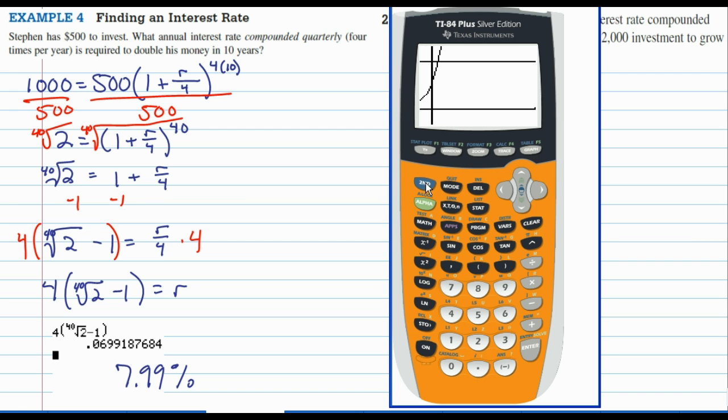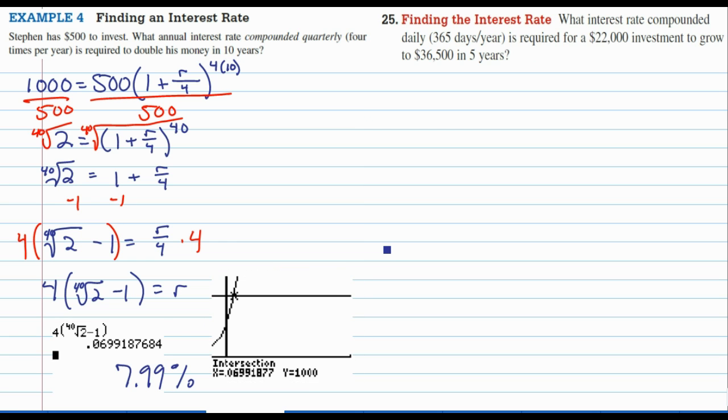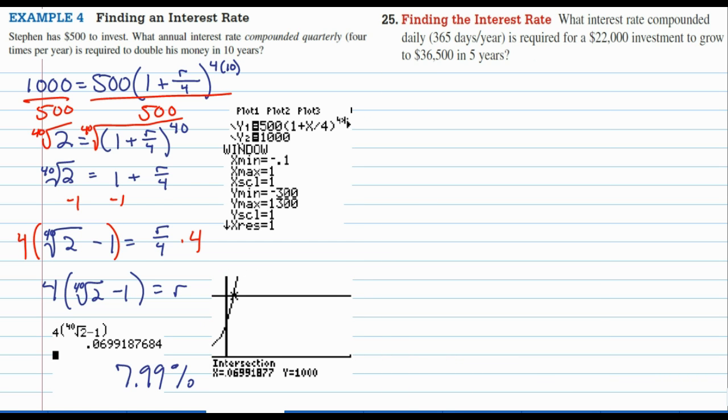I look at the graph, second calc, intersect, and I get the same value that I did by hand, so I know that I'm right. The now try problem is number 25, finding the interest rate. So again, we're looking for that interest rate.